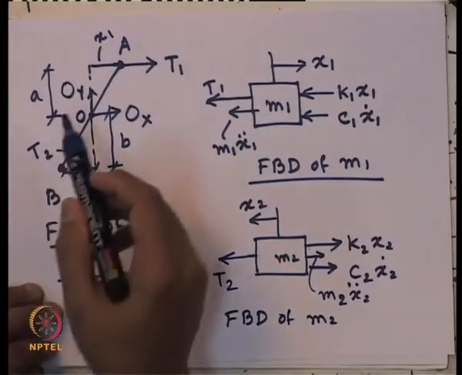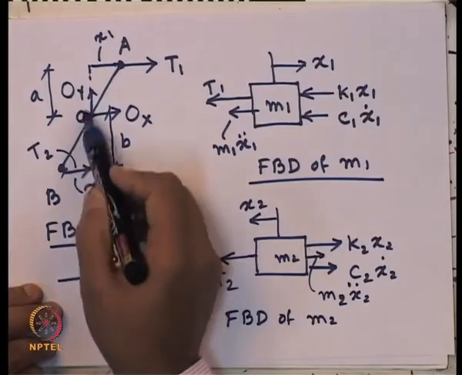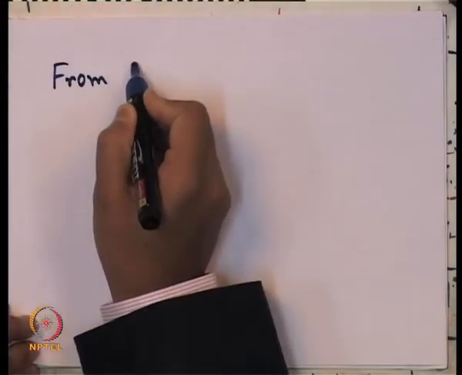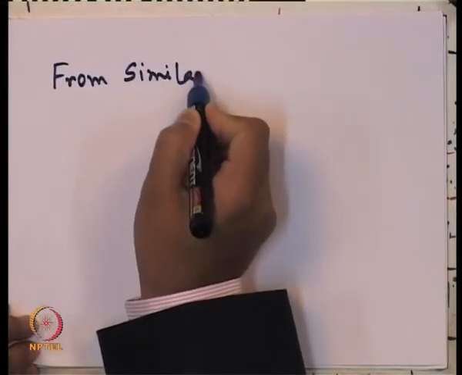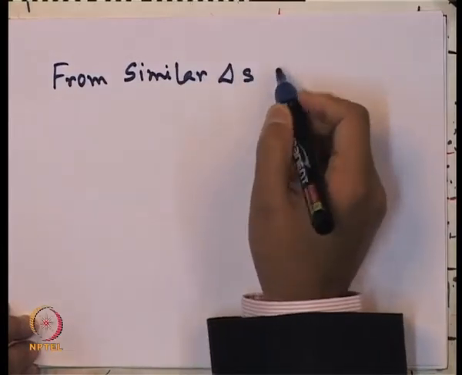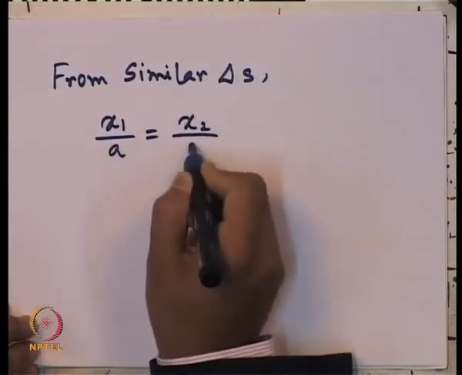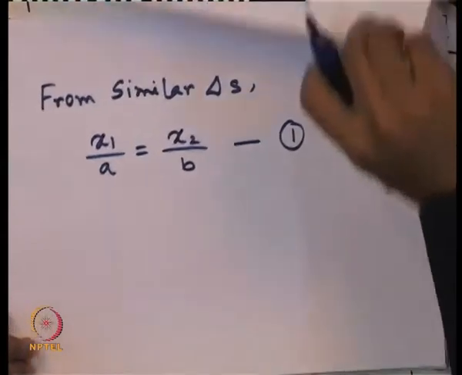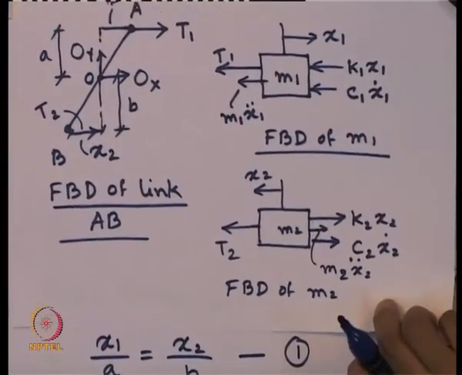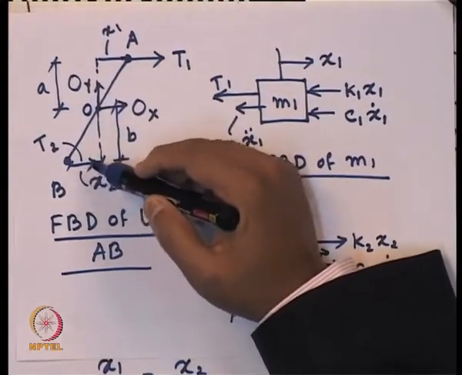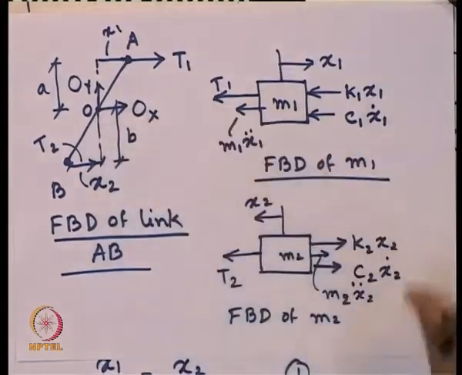Now, considering similar triangles from the free body diagram of link AB, what can we write? From similar triangles, we can write x1 by a equals x2 by b. Let us say this is equation number 1. We can have a look over here. See, this is a, this is our x1. So, x1 by a equals this x2 by this b.